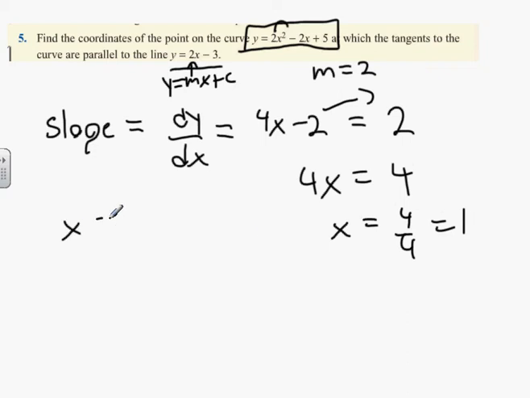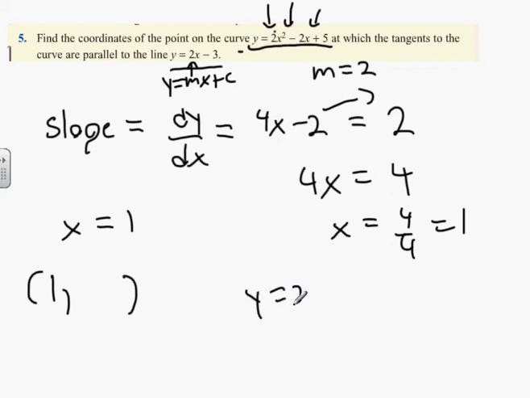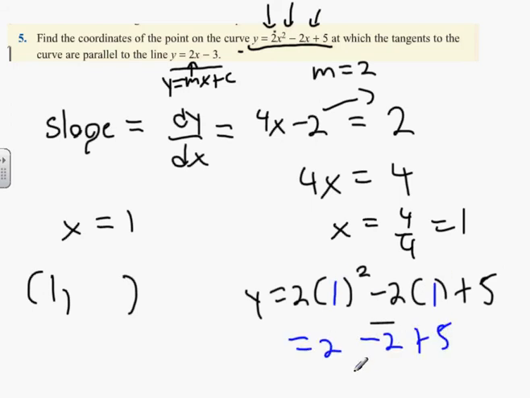Now, if you're looking for the y coordinate, all you have to do is find the formula. Remember we're talking about the coordinates of the point on this curve here, so it has to be this formula we use, because the point has to be on this line. So we're going to say y equals 2 blank squared minus 2 times blank plus 5. Why did I do that with the blanks? So I can fill in x equals 1. And you're going to get 2 minus 2 plus 5, and the answer is 5, the point 1, 5.